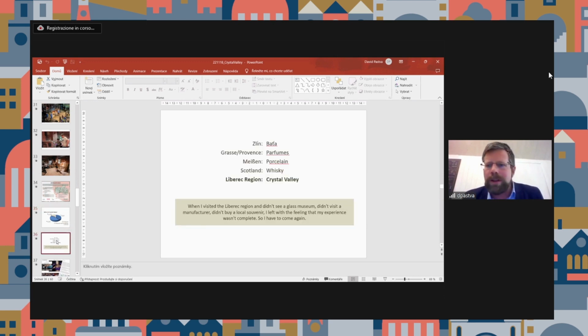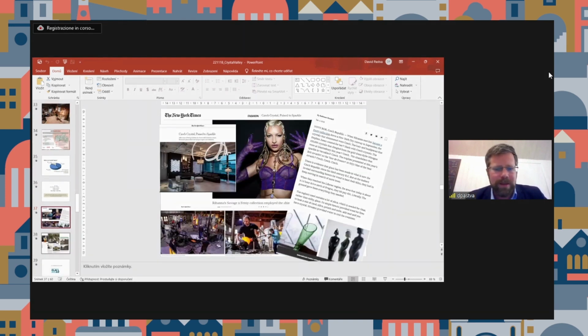Our position is to try to be famous because of glass, as it is with examples like Scotland and whiskey. So we want to be like that: Liberec and Crystal Valley. We have some examples of the media who already discovered us and try to show it to the public.